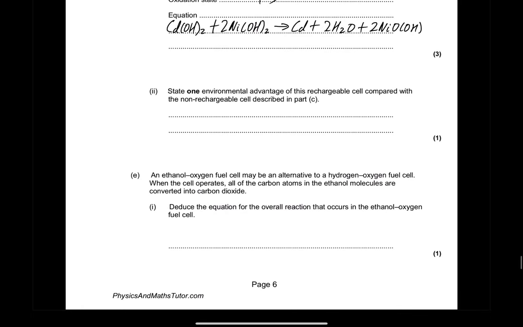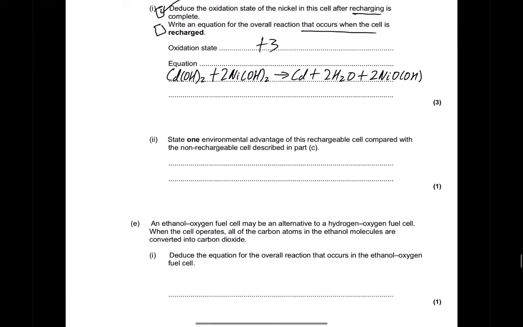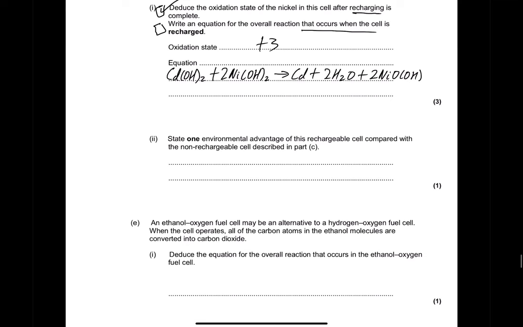State one environmental advantage of this rechargeable cell compared with the non-rechargeable cell described in part C. It means that we can reuse the same batch. One environmental advantage, actually only the one use, I'd say less waste in landfills. Less waste in landfills.